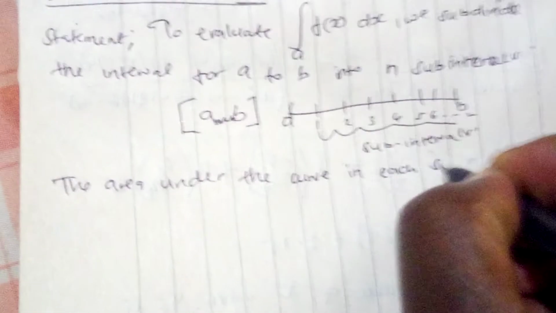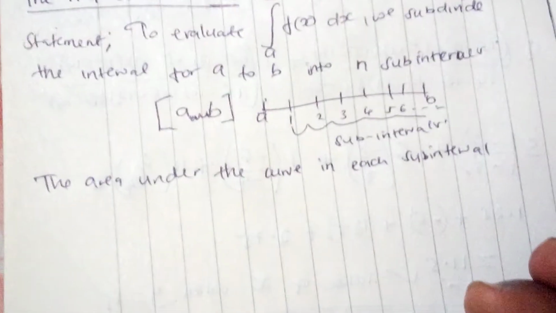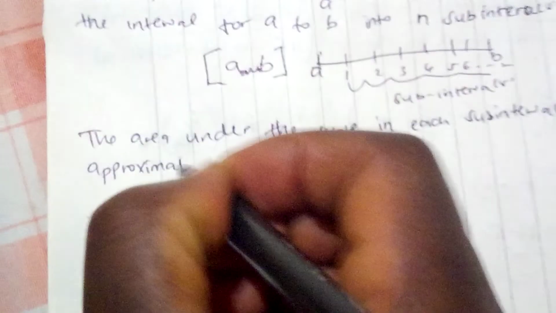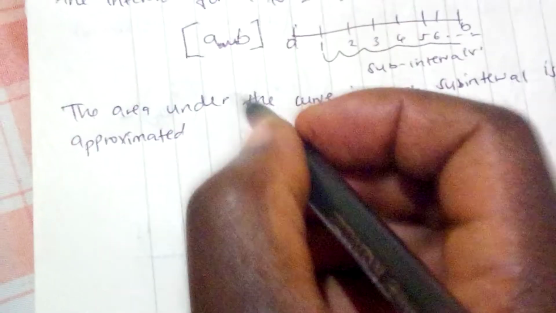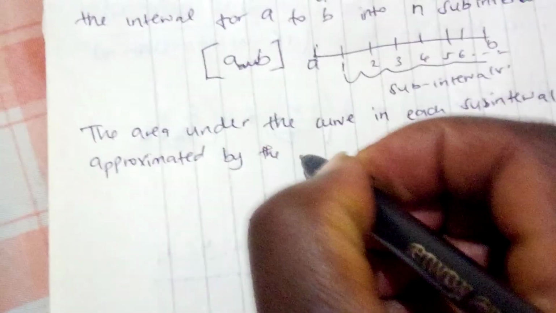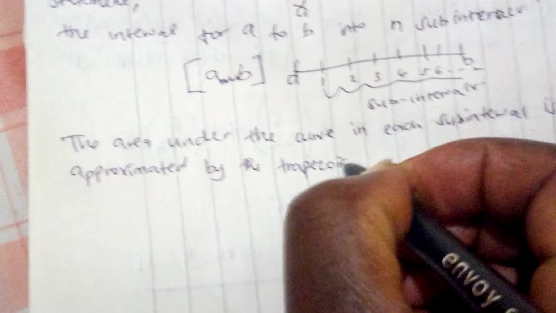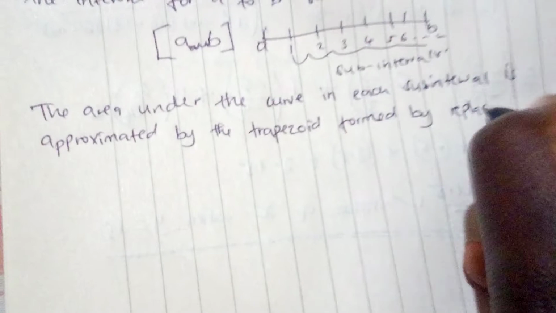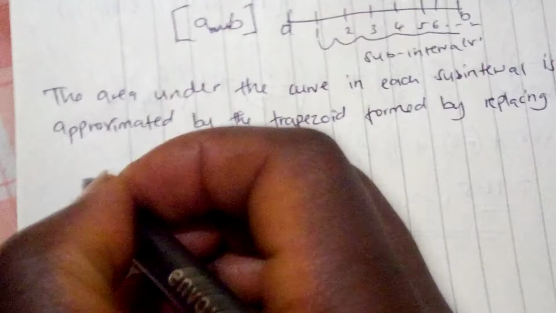Then we say the area under the curve in each subinterval is approximated by the trapezoid formed by replacing the curve.